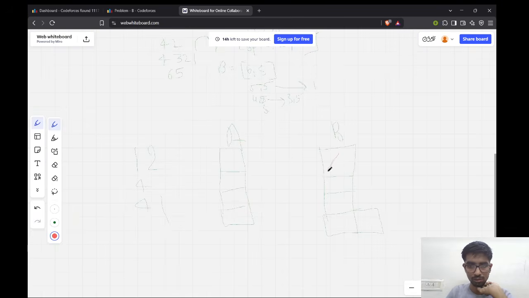He'll throw the stone first. So this will be decreased, like the height of the mountain on which he is standing will be decreased. Now B will throw the stone, so this will be decreased. Again A will throw, this one decreases. Again B will throw, this one decreases. Again A throws, this one decreases. Again B throws, this one.